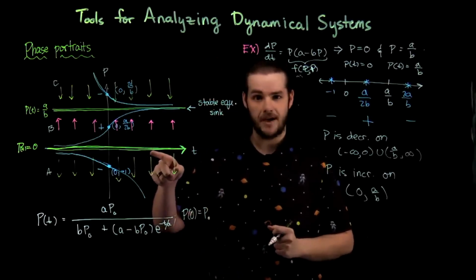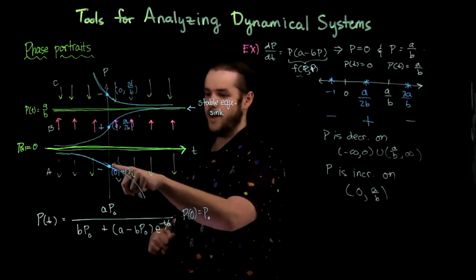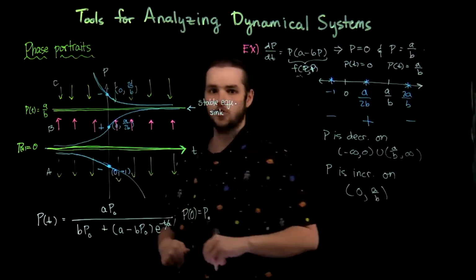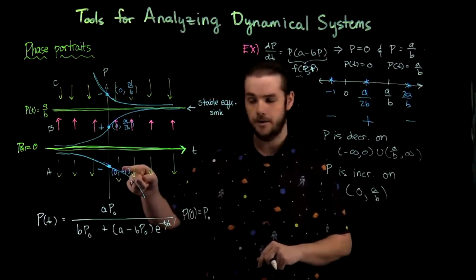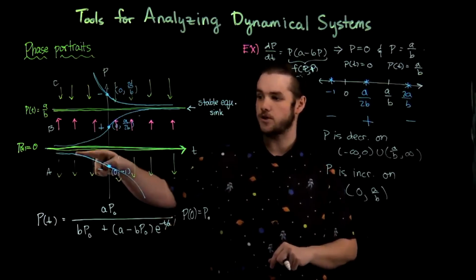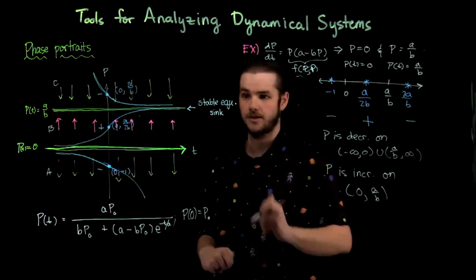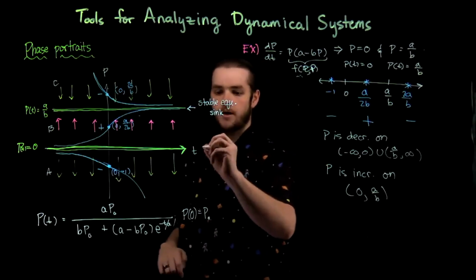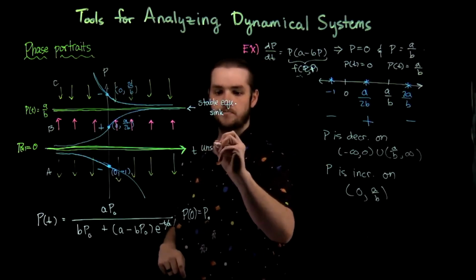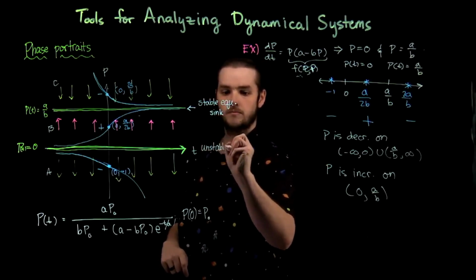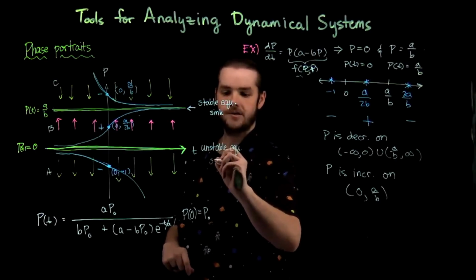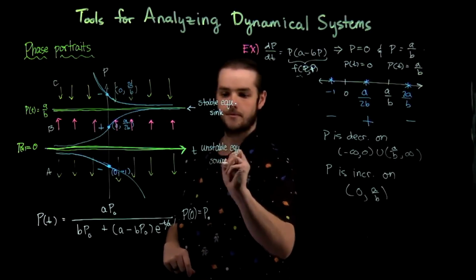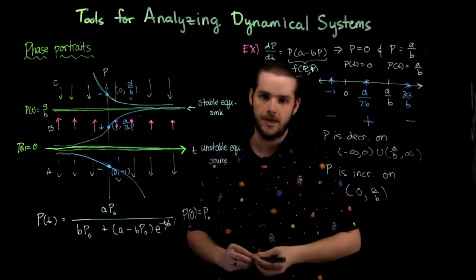The opposite effect happens here, where no matter which initial condition I pick on either side of this nullcline, my solutions always diverge from it. So we call this one unstable. Or a source is another term you might hear this called by.